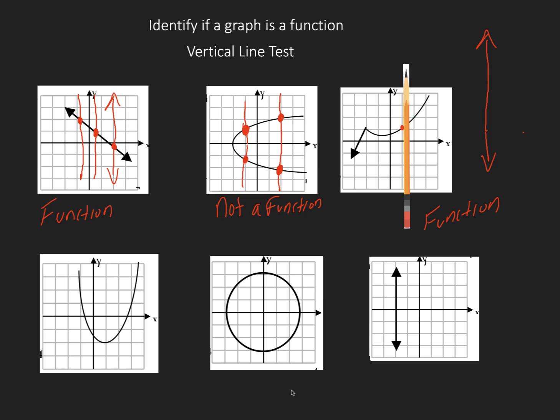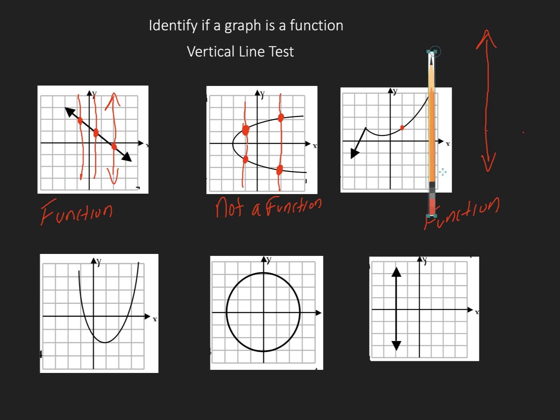You can put your pencil wherever you want to, so I can move my pencil over here. Notice it intersects the graph once. I can move my pencil over here. Notice it intersects the graph only once, therefore it is a function. If your pencil intersects your graph once, it is a function. If it intersects your graph more than once, not a function.